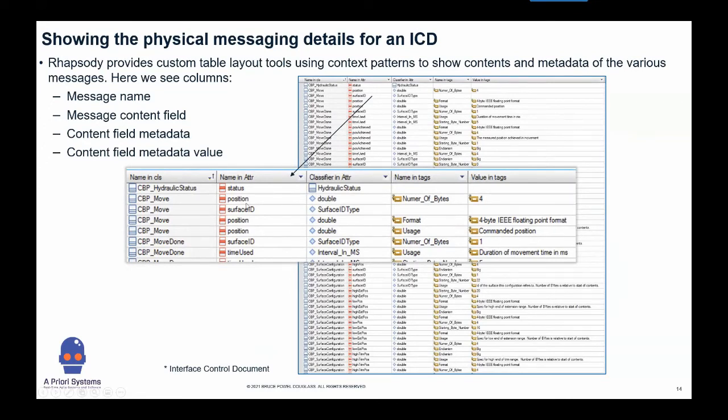So move has an attribute called position. That's a piece of data that gets passed in that message. Position, and we see it's a double. Its type is double. That's the 3rd column here. And then there's also metadata held in tags. It's going to be 4 bytes, 4-byte IEEE format, and it's basically the commanded position for CPP move. There's also another field in the message, which is surface ID, which one of these IDs we're talking about, and that's an enumeration. So this table basically lists all the messages and all the data that gets passed in these messages.